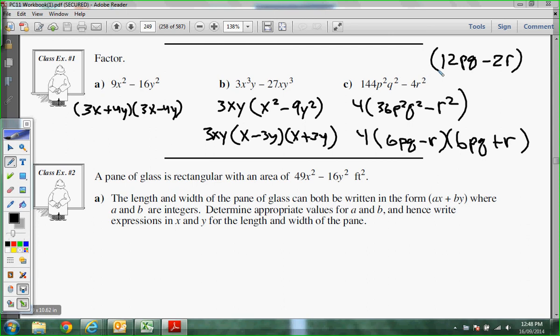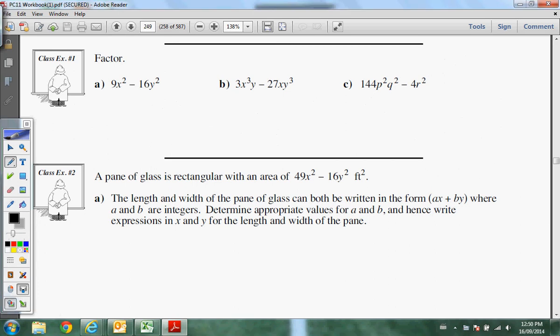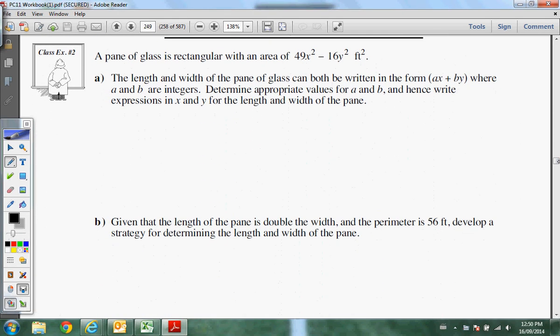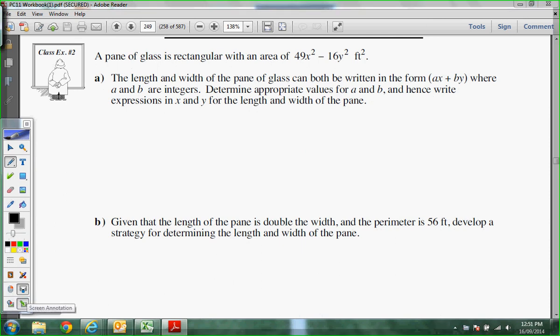Okay. Anything else before we get to the story problem here? Or not really story, just word problem, I guess. All right, let's look at this one here. All right, so what we got here? A pane of glass is rectangular with an area of 49x squared minus 16y squared. The length and width of the pane of glass can both be written in the form ax plus by, where a and b are integers. Determine the appropriate values of a and b, and hence write the expressions in x and y for the length and width of the pane.